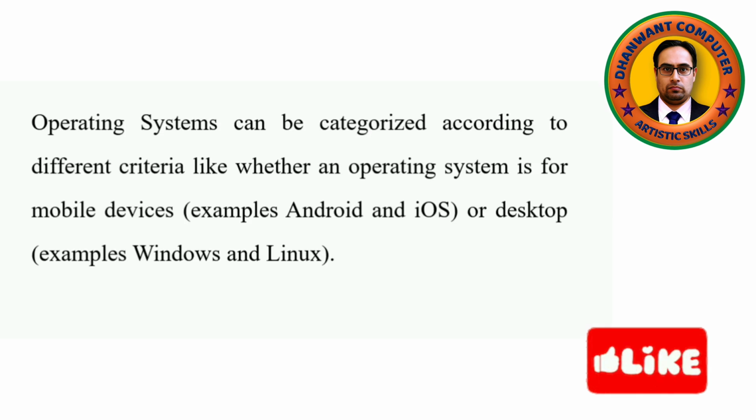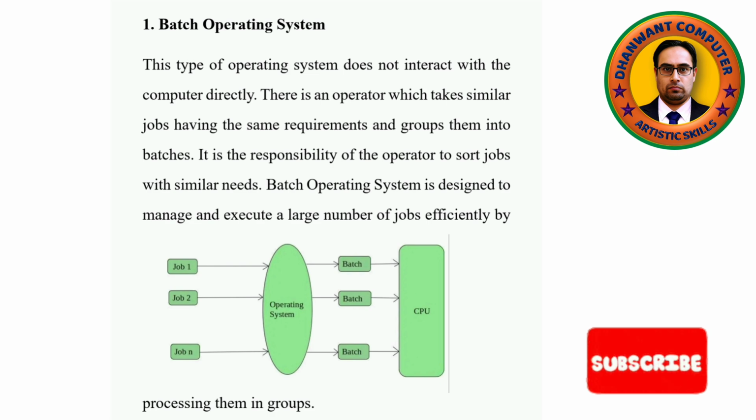Operating systems can be categorized according to different criteria, like whether an operating system is for mobile devices, examples Android and iOS, or desktop, examples Windows and Linux. 1. Batch operating system. This type of operating system does not interact with the computer directly. There is an operator which takes similar jobs having the same requirements and groups them into batches. It is the responsibility of the operator to sort jobs with similar needs. Batch operating system is designed to manage and execute a large number of jobs efficiently by processing them in groups.